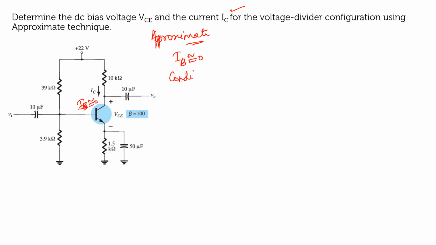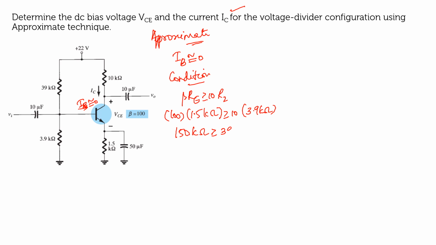The condition to be checked is beta into RE should be greater than or equal to 10 times R2. What is beta given? 100. What is RE? 1.5 kilo ohm. Should be greater than or equal to 10 times R2, which is 3.9 kilo ohm. So whether you can check the condition: 150 kilo ohm will be greater than or equal to 39 kilo ohm, right? 150 is greater, it is satisfying the equation. So we can proceed with the approximate analysis.